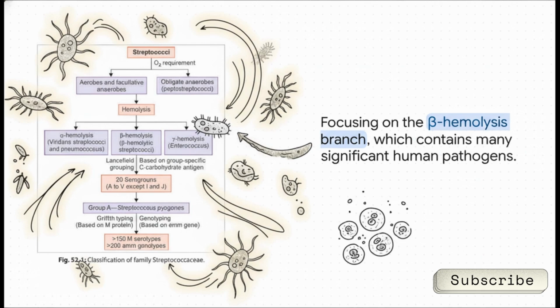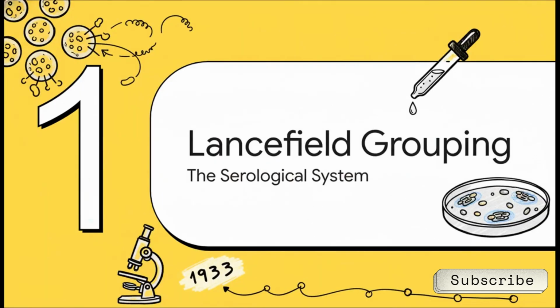Okay, let's keep going down the flowchart. We're going to focus on that beta hemolytic group, the ones that cause complete lysis. Why? Because this branch is where a ton of the really important human pathogens hang out, including the famous Streptococcus pyogenes. So how do we tell all these different beta hemolytic guys apart? Well, for that, we have to thank Rebecca Lancefield. Way back in 1933, she developed this amazing system called Lancefield grouping. It's all based on serology, basically looking at specific antigens on the bacteria's surface.